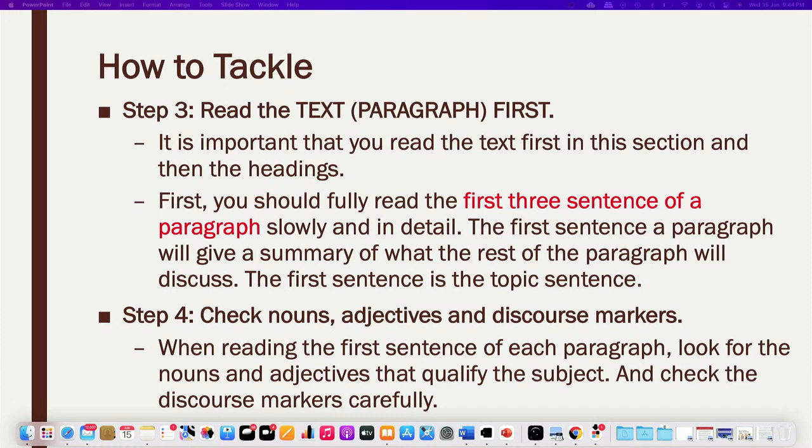Step 4, check nouns, adjectives, and discourse markers, of course. When reading the first sentence of each paragraph, look for the nouns and adjectives that qualify the subjects. Of course, don't ignore them. And check the discourse markers very carefully.